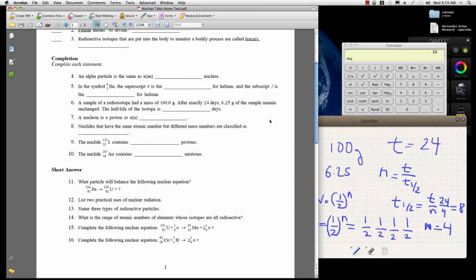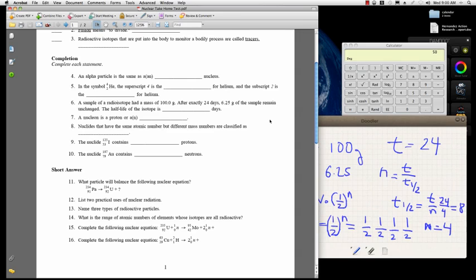Number 7, a neutron is a proton. A nucleon is a proton or a neutron. Nucleon refers to particles in the nucleus of an atom. Nuclides that have the same atomic number but different mass numbers are classified as isotopes. The nuclide of iodine-125 contains 53 protons. All you have to do is look at the atomic number.